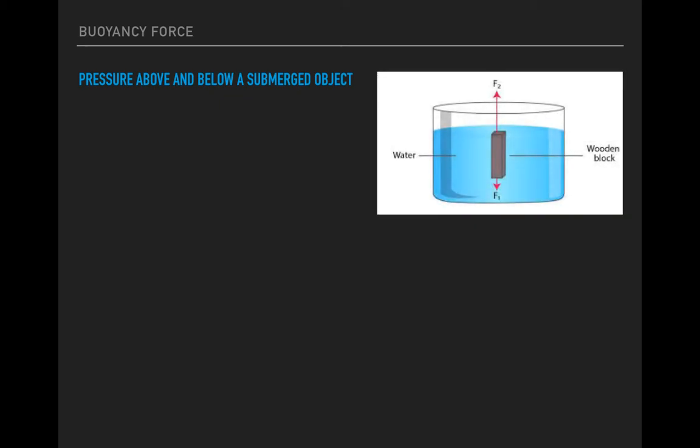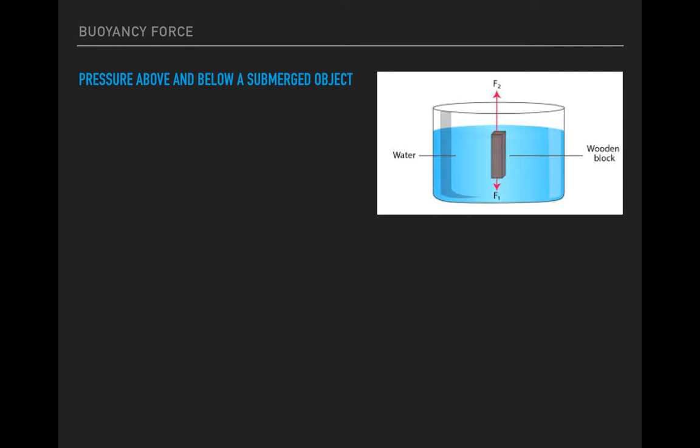So now we're going to submerge an object, and we're going to look at the pressure acting above the object and the pressure below the object. If we look at the top of the object first, I'm assuming that all of it is submerged in the liquid. The depth of the top of the object below the liquid is much less than the depth of the bottom of the object below the liquid.